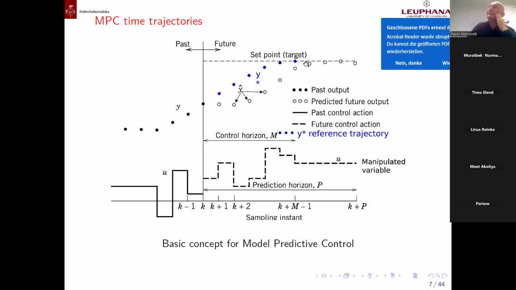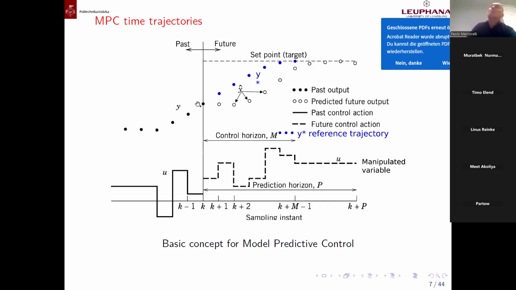These blue points. Again, why points? Because we are speaking about discrete signal. Why are these blue Y points the trajectory to be tracked in the future? Why that?